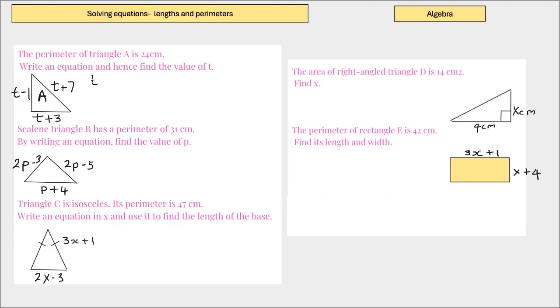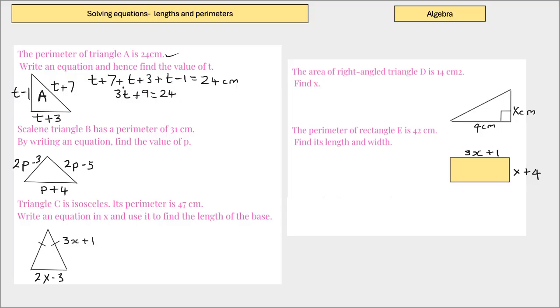So let's get all our information written down. t plus 7 plus t plus 3 plus t minus 1. And we've been told that it's 24 centimeters. So there we go. Brilliant. So we need to find what t is. So we'll do some collecting like terms. We'll get our t's together, which comes to 3t. Get our numbers together, which is 7 plus 3 is 10, minus 1 is plus 9.